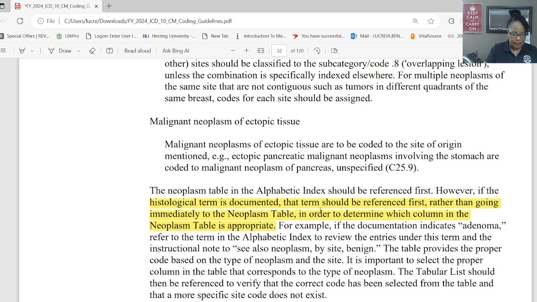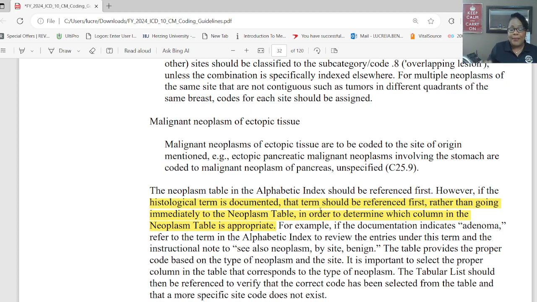Also, think about other terms like non-Hodgkin's lymphoma. Is that benign or is that malignant? You have to look it up. Look up in your alphabetic index. If I said non-Hodgkin's lymphoma, look up the main term lymphoma and then go to the site non-Hodgkin's. Oh, and it'll tell you how to code properly. Or it might refer you to the neoplasm table and it'll tell you, go to neoplasm, this particular site, malignant primary.